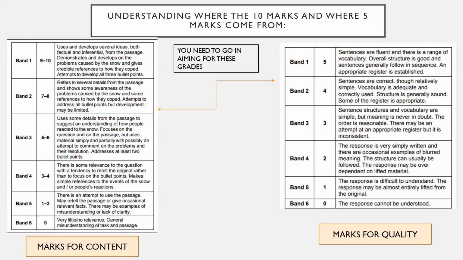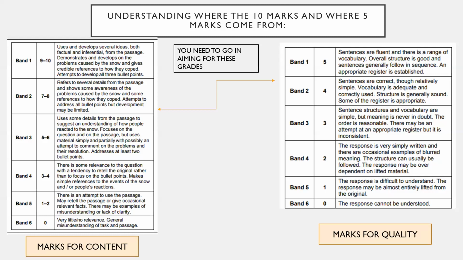So here, for example, let's go with band 2. It says it refers to several details from the passage and shows some awareness of the problems caused by the snow and some references to how they coped. It addresses all bullet points, but development may be limited. Band 2 again, for the quality: sentences are correct, though relatively simple. Vocabulary is adequate and correctly used. Structure is generally sound. Some of the register is appropriate.